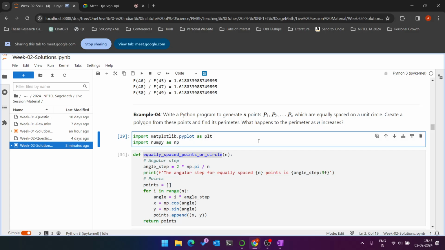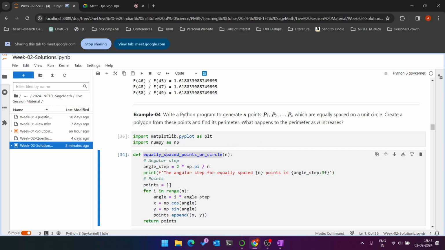So the first step, as in any code, is that we'll import the relevant modules, which are matplotlib.pyplot and numpy. Next, we will split this problem into different steps. The first step being we want to generate the points p1 to pn. The way to do so is using this equally spaced points on a circle function, which takes an input n. So the input argument is only one value, n.